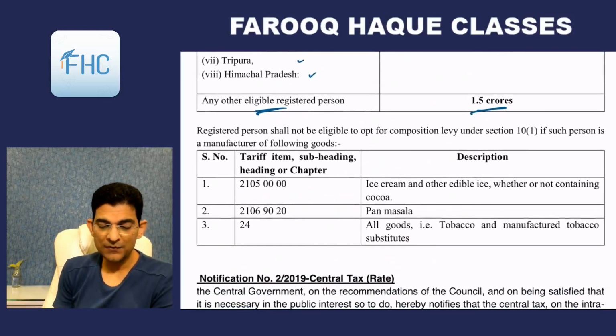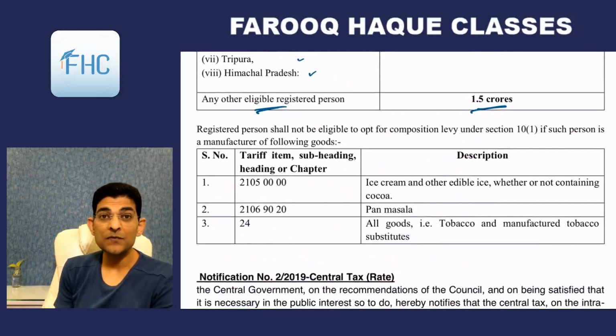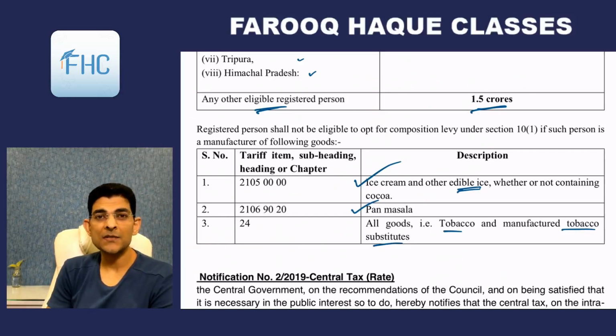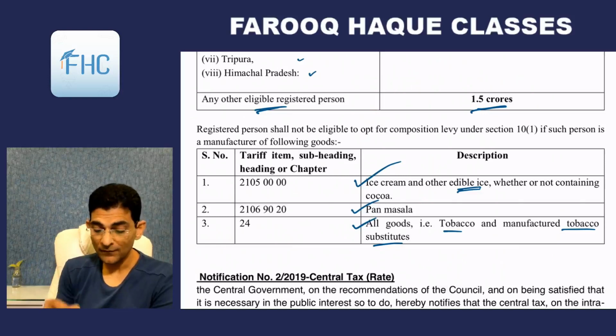And last point which is given there is the goods which are not entitled. As I told you, ice cream, all kinds of ice creams and other edible ice products, whatever ice products they may be. Then pan masala, pan parag, pan masala, and all goods that is tobacco and manufactured tobacco substitutes, means cigarettes, cigars and all those. So these goods are not entitled. If you manufacture them, you are not entitled to claim composition scheme. Great.